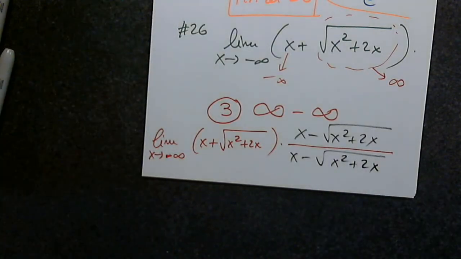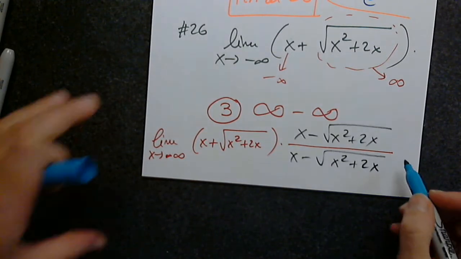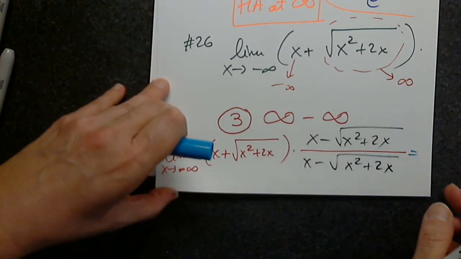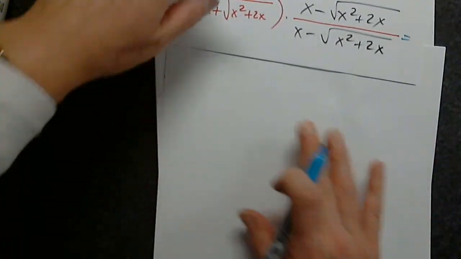Excellent. That's the one. I multiply by 1, which means nothing. Not really. It means a lot. But I'm not changing the problem. Multiplying by 1, I do not change the problem. Okay. Can anyone give us the numerator?